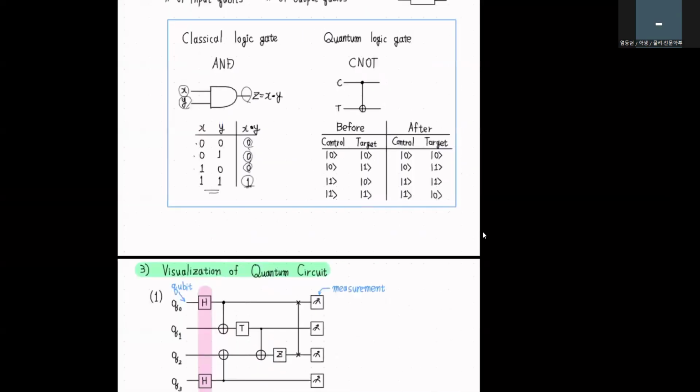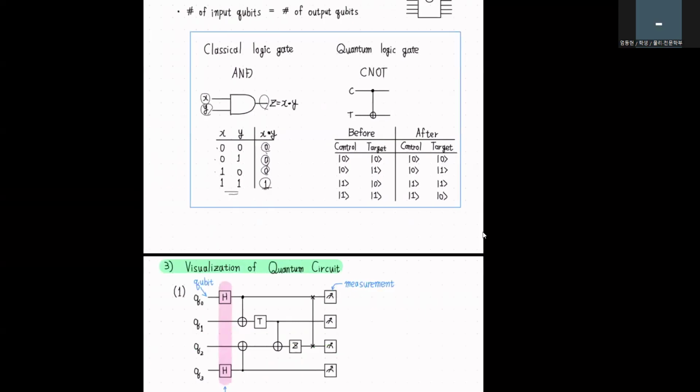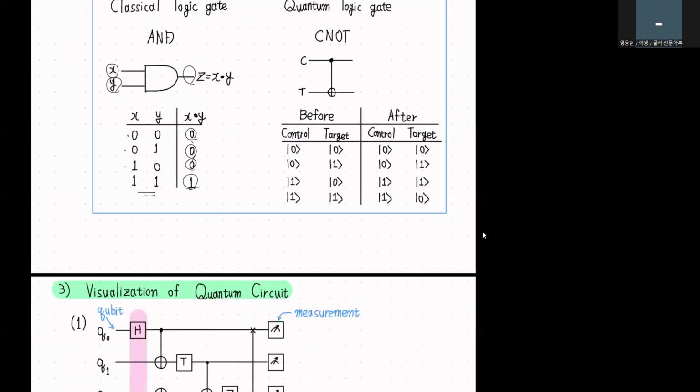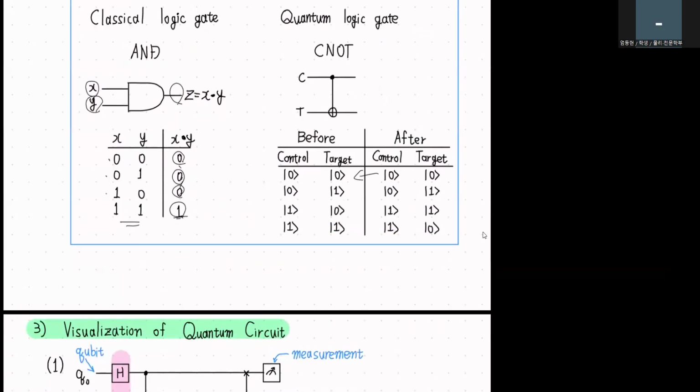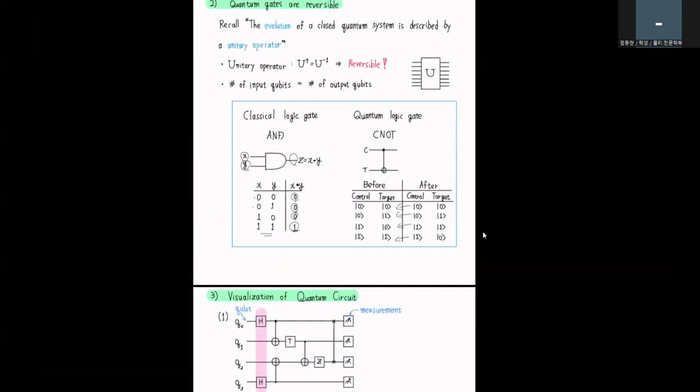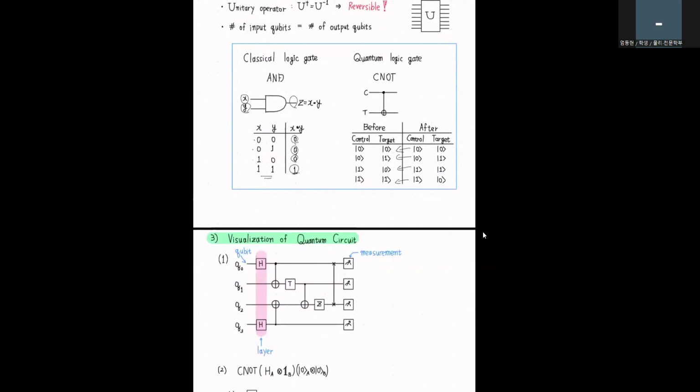But for the quantum case, take for example the CNOT case. The CNOT matrix is a unitary, so from each of these entries, we can always tell what the input is.